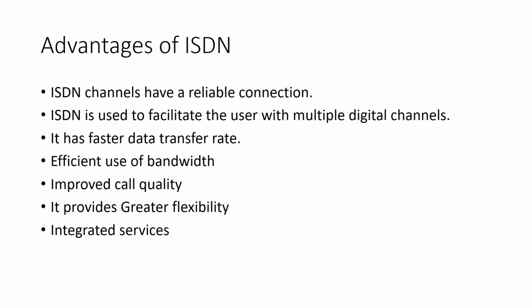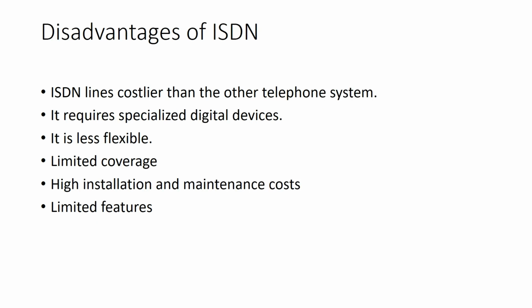The advantages are ISDN channels have reliable connections. It uses only the ISDN interfaces. It facilitates the user with multiple digital signals. It has faster data rate, efficient use of bandwidth. We have also calculated the data rate as 1.544 Mbps for PRIs, primary rate interfaces. We improved call quality. It provides greater flexibility and all kinds of integrated services. This ISDN was primarily introduced in GSM, then it was followed by other kinds of higher advanced communication networks.